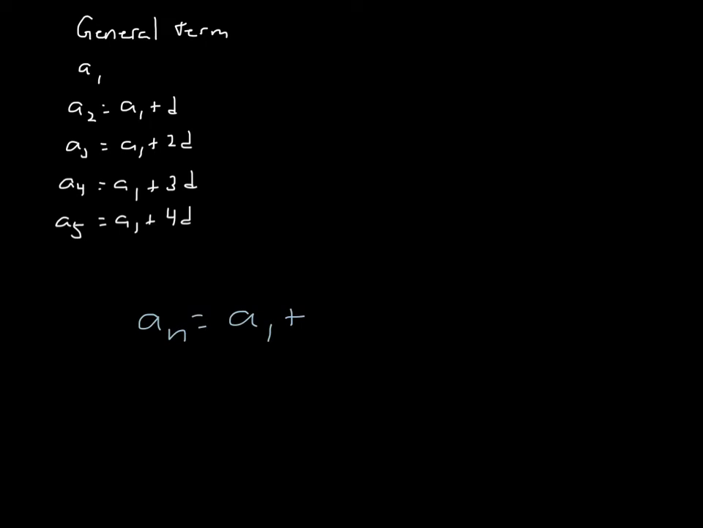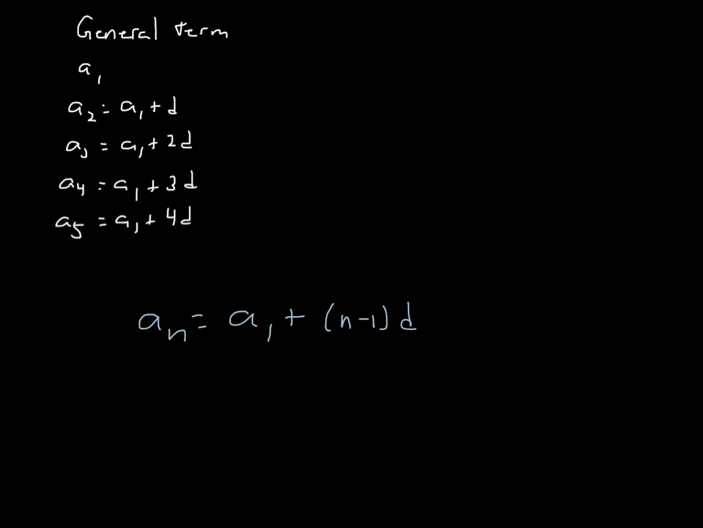Now I'm going to start here at, let's go to the third term. When n is 3, I'm adding 2d. When n is 4, I'm adding 3d. When n is 5, I'm adding 4d. You notice that the coefficient on d is always 1 less than the term number. And so therefore I would say a sub n is equal to a sub 1 plus n minus 1 times d. And as you work your way back, that also still holds true.